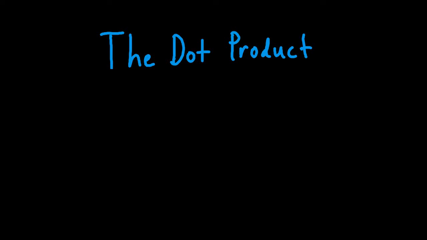So let's take a look at the dot product. Now the dot product is one of the ways you can multiply two vectors. And so the result is not another vector, but instead you get a scalar, or some constant value.